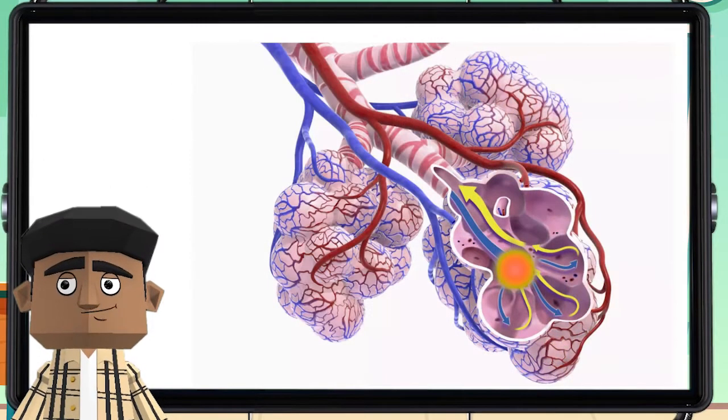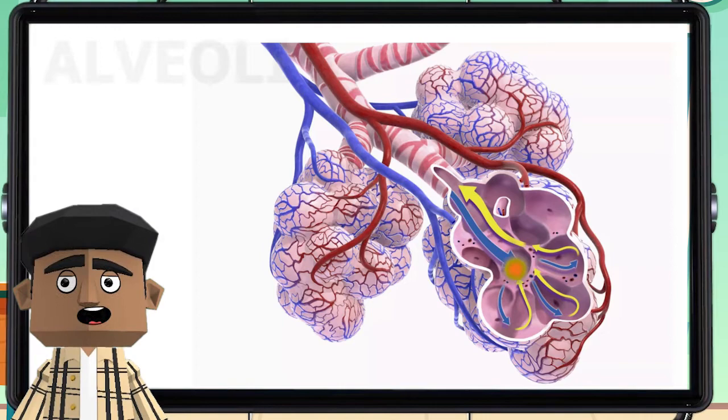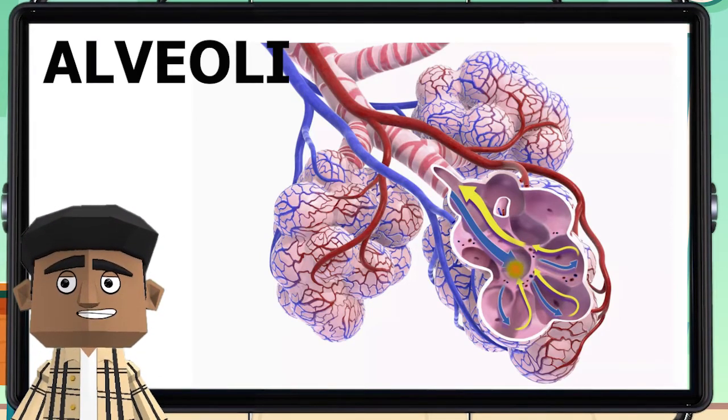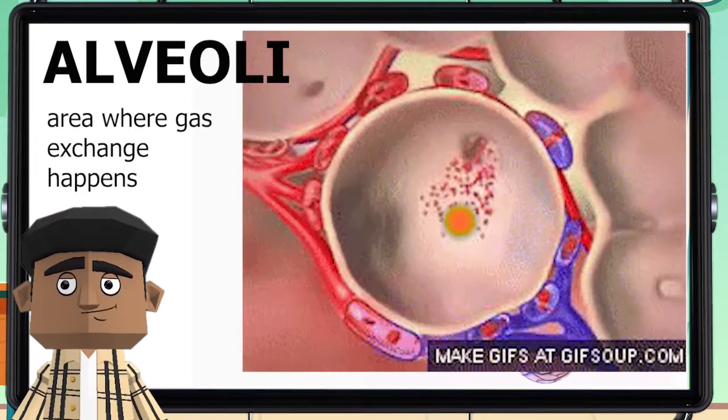At the end of every bronchiole are hundreds of round air sacs that resemble a cluster of grapes on a stem. These air sacs are the last destination of the oxygen gas in the respiratory system. Do you still remember its name? Excellent! These grape-like structures are called alveoli. These are also the area where gas exchange occurs, as we can see in the illustration.